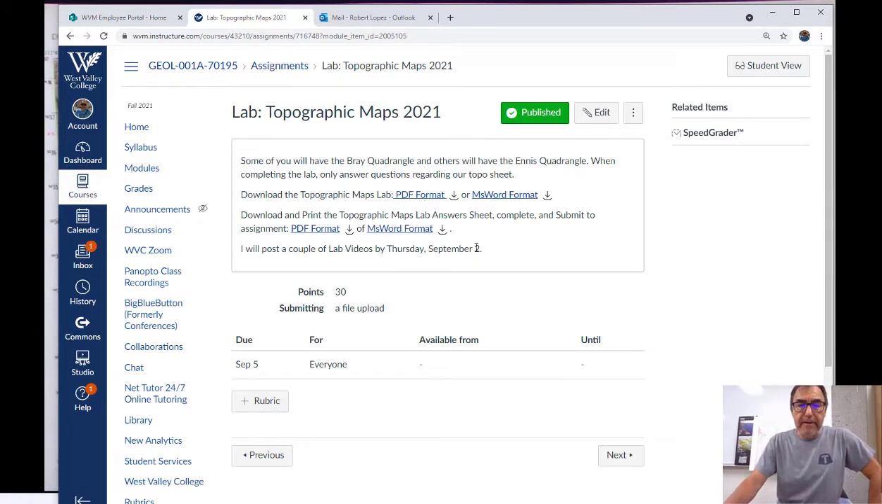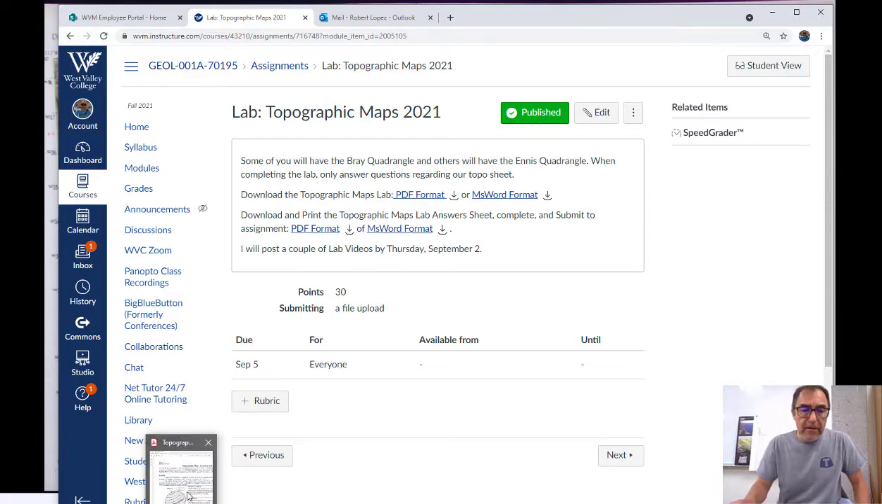today on September 2nd. And again, I've given you a couple of different options. You can download the PDF form or the MS Word form. And then remember, you want to download those and have them on your computer, but then you can print out the answer sheet, which has fewer pages, right? And they're actually the problems you'll be working on.